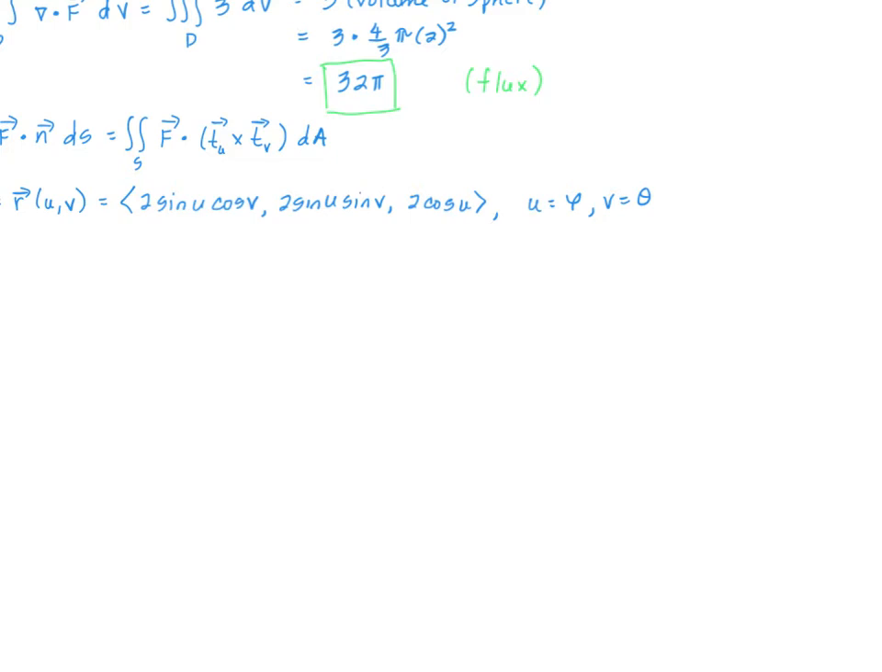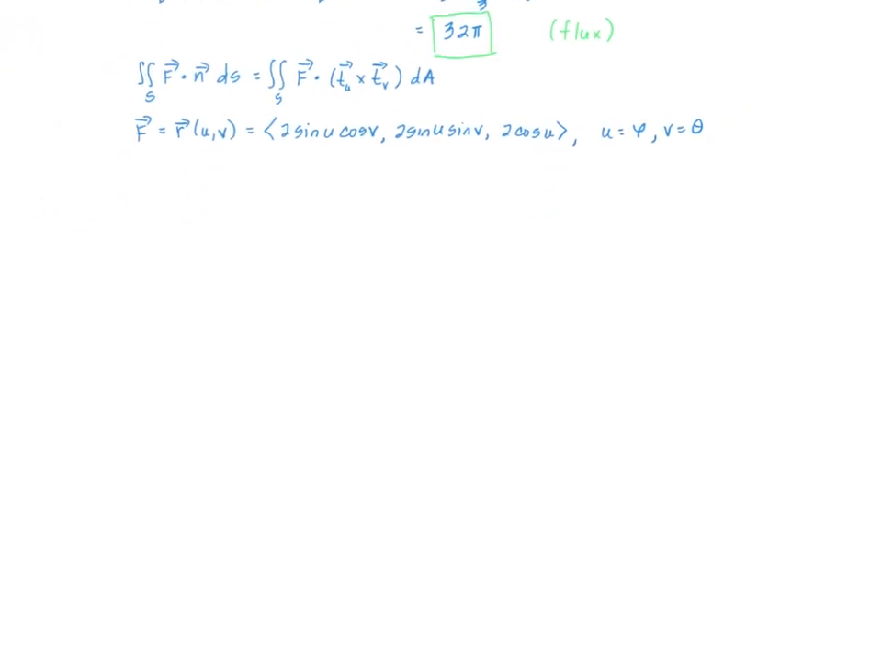So since u is equal to phi, in spherical, phi is going to go from 0 to pi, and v is equal to theta. Theta is going to go, for the whole sphere, from 0 to 2 pi. So we'll do that later.